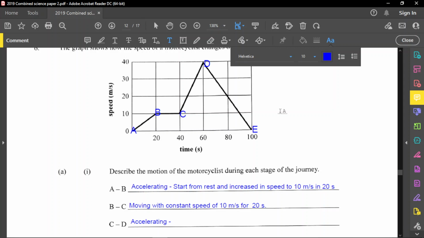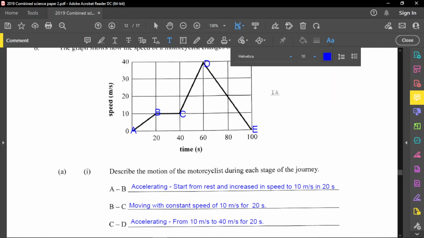And it accelerates from, let's say, 10 meters per second to 40 meters per second, and the time it takes from here to here is just 20 seconds, right? For 20 seconds. All right. So that's another point right there again.